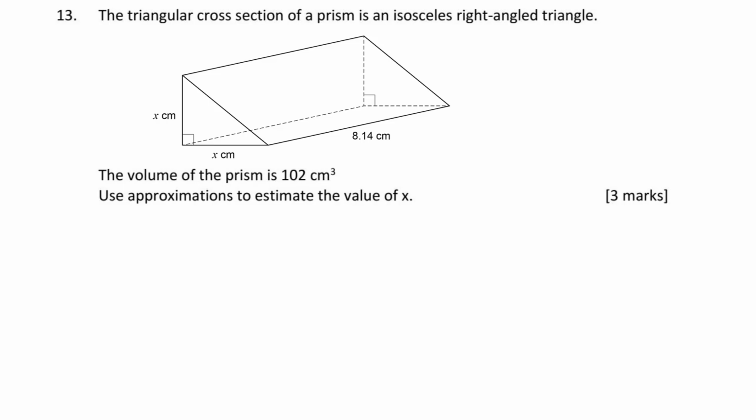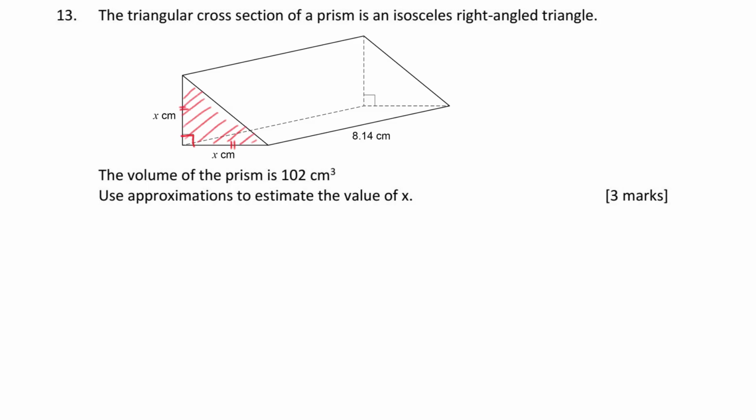Okay, so we are told that the cross-section, which is this bit here, is an isosceles right-angled triangle. So those two sides are equal. We can already see that they're both equal to x, and there's a right angle in it. Now use approximations to estimate the value of x. Right. First off, what have we got? We've got a prism.